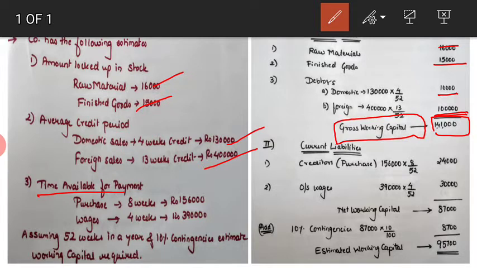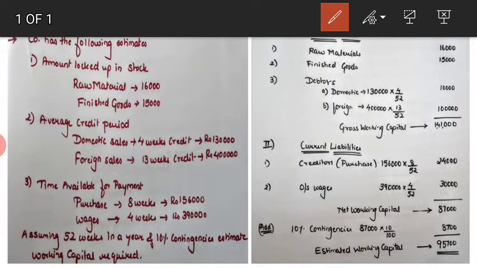Now once you calculate the gross working capital, the second part is current liabilities. We have to deduct the current liabilities. So under current liabilities, what all we have? Time available for payment. That means you are delaying the payment, so it's a liability. What are the two current liabilities that we have? We have purchases and we have wages. Now purchase, time available means they are creditors. I hope you are understanding this.